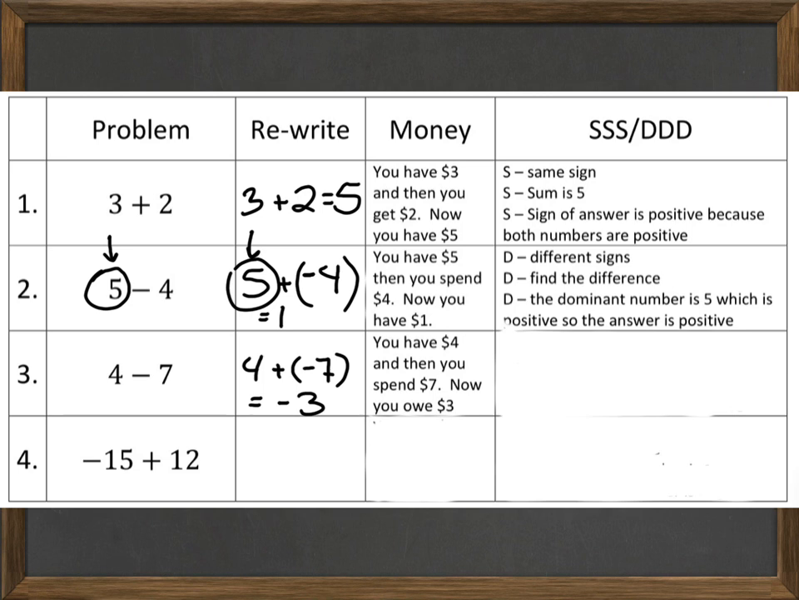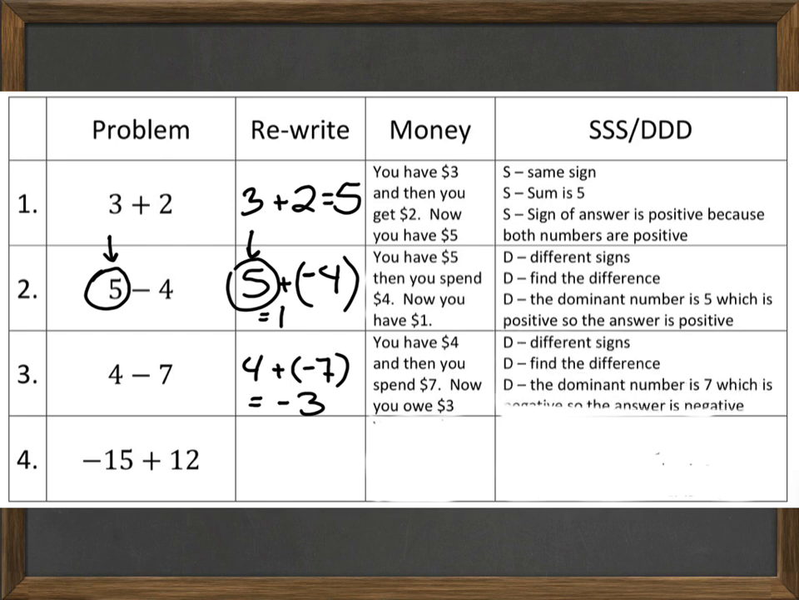In terms of the SSS-DDD method, they are different signs. One of them is positive, one of them is negative. Therefore, I find the difference. Well, I know that 7 minus 4 is 3. So then I just have to figure out what is the sign of the answer. Is it positive or negative 3? To determine this, I just need to look at the dominant number. 7 is bigger than 4, and as you can see, 7 is negative. Since the dominant term is negative, the final answer is also negative.